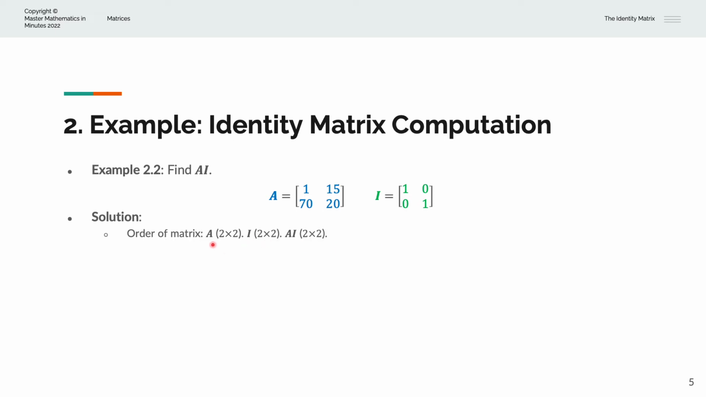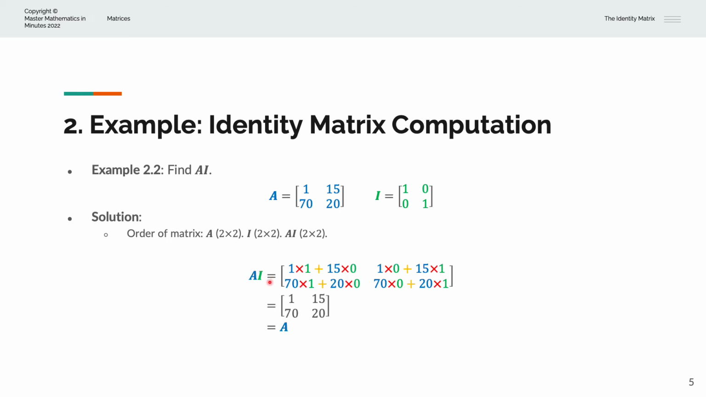So matrix A is 2 by 2, 2 rows, 2 columns, and matrix I is 2 rows and 2 columns as well. And because the number of columns from the first matrix is equal to the number of rows in the second matrix, we're able to multiply these together. And the combined matrix AI will have the number of rows from the first matrix, which is 2, and the number of columns from the second matrix, which is 2.